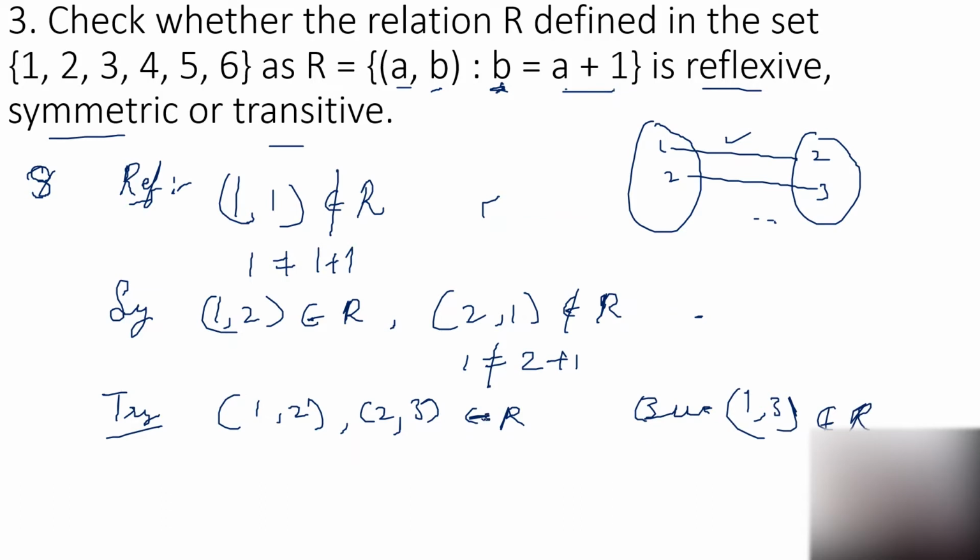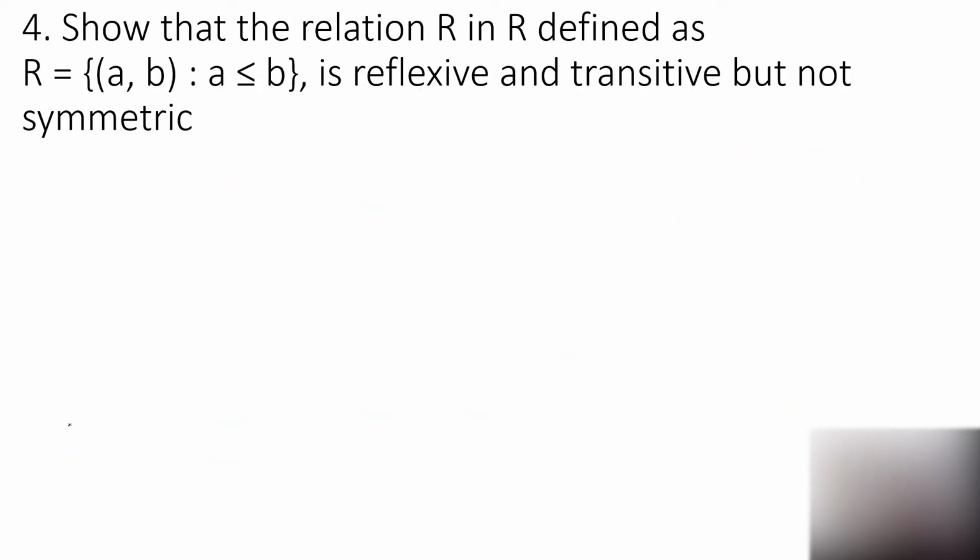Why? Let's check here also. 2 is equal to 1 plus 1. Okay. 3 is equal to 2 plus 1. Yes. Okay. But 3 is not equal to 1 plus 1. Therefore, it does not belong to R. Therefore, the relation is not reflexive. This is not symmetric as well as not transitive. I hope it's clear. Go for next question.